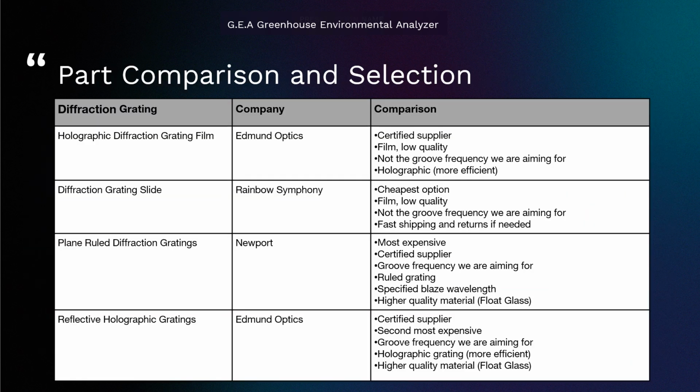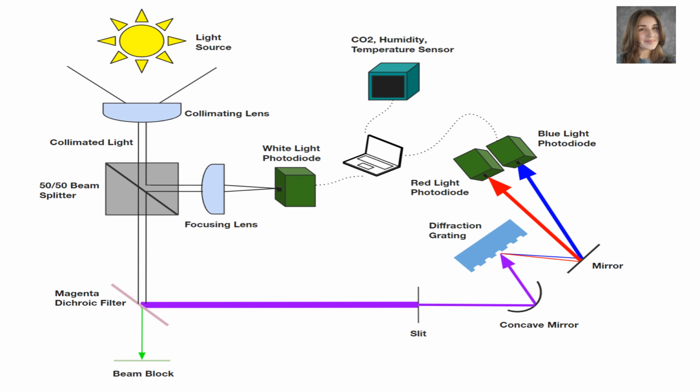Here's a comparison chart of different types of diffraction gratings for purchase. They range all the way from low-quality film diffraction gratings to high-quality float glass diffraction gratings. As you can see, there is no highlighted diffraction grating on there, and we're going to explain that in the next slide. Here is our original optical layout.